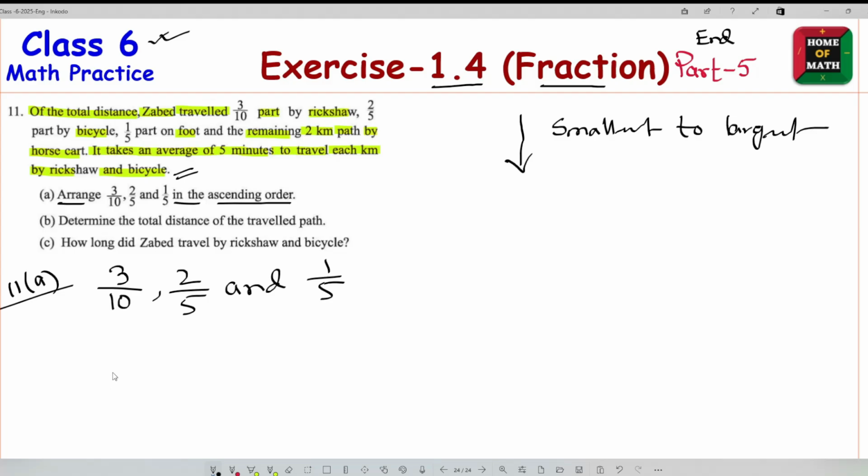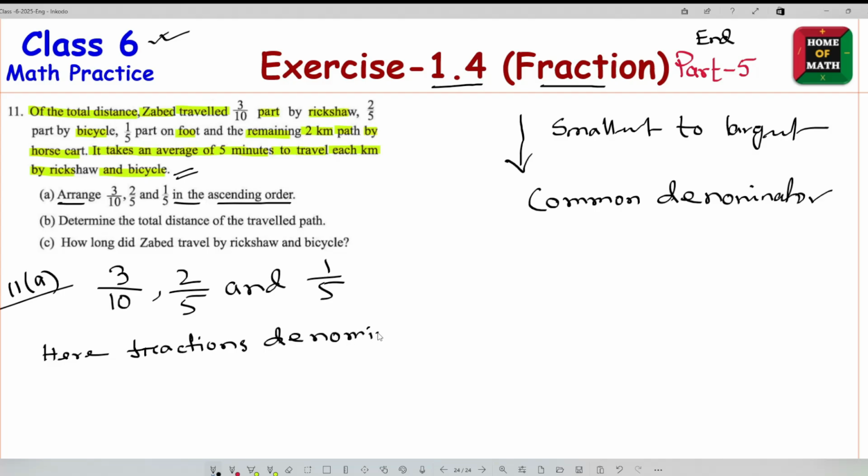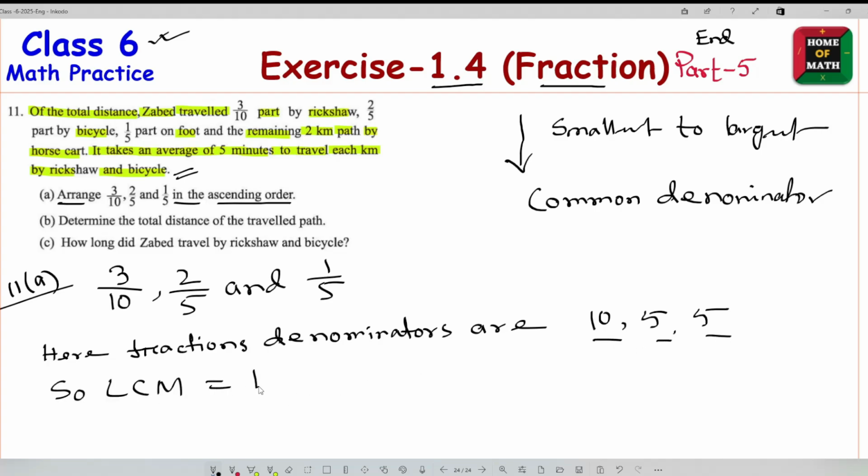So in this case we have to make a common denominator. The denominators are 10, 5 and 5. The LCM of 10, 5, 5 is naturally 10, but if anybody wants to see how it comes, we can take common 5, so here is 2, 1 and 1, and 5 times 2 is 10.